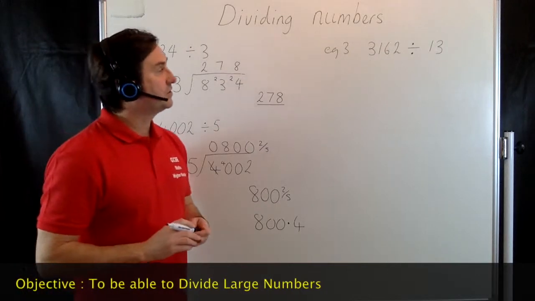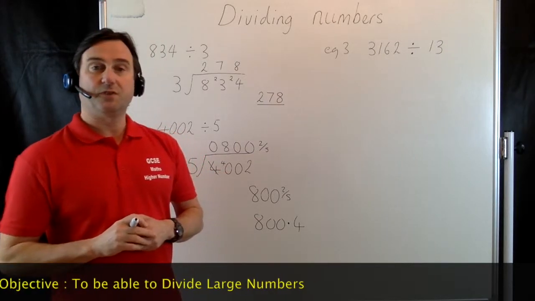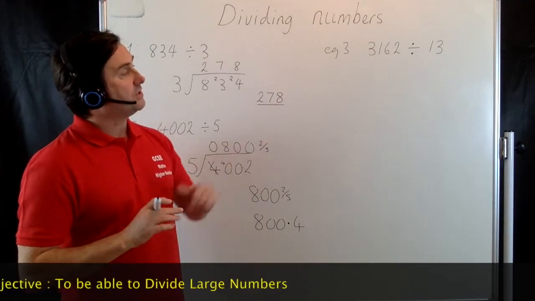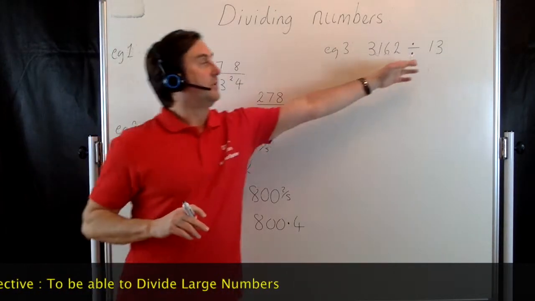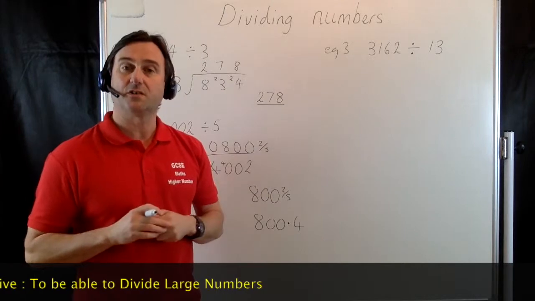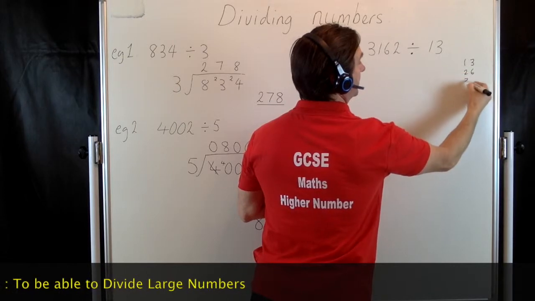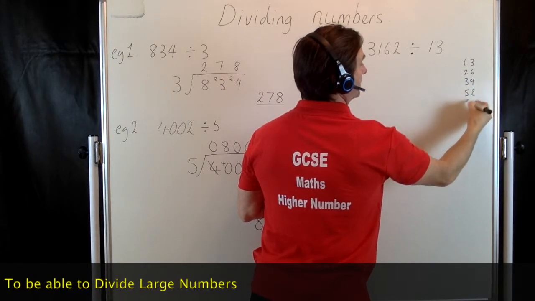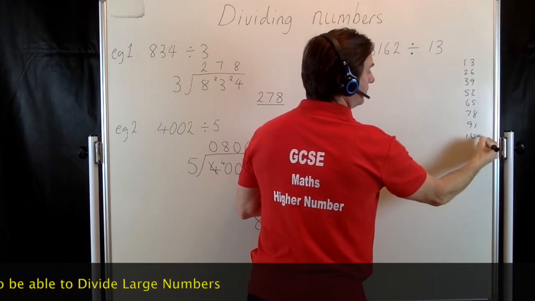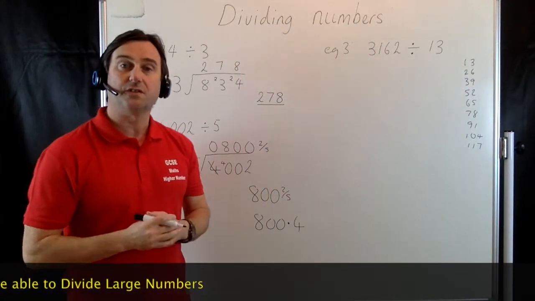Okay, the last one here, we've got 3162 divided by 13. Now, we can do this as short division. We could also do this as long division. I'm going to do this as a long division sum. When I do this, I like to first of all write down my 13 times table. And if you don't know your 13 times table, I'd advise this all the time. It makes things a lot quicker later on. So just quickly, if you write down 13, 26, 39, 52, 65, 78, 91, 104, 117. That's my 13 times table up to 10. That's all you'll need to do it to.